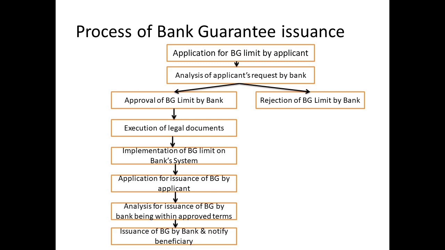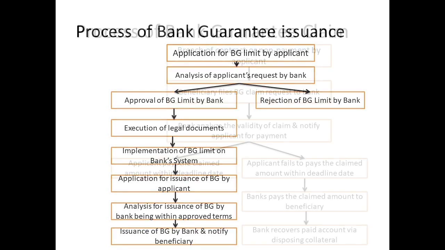When the bank receives the bank guarantee issuance request, they analyze it with its purpose, amount, and expiry date being within the approved terms. Now, if the bank finds the applicant's request is genuine and within the approved terms, the bank issues the bank guarantee and notifies or provides the same to the beneficiary for acceptance.